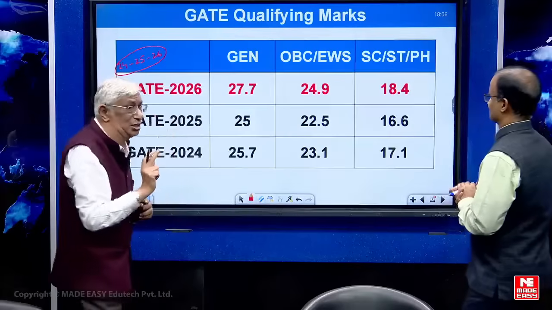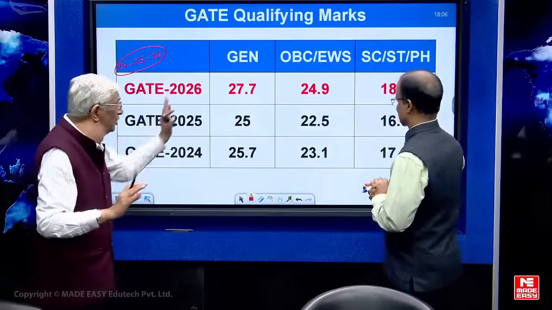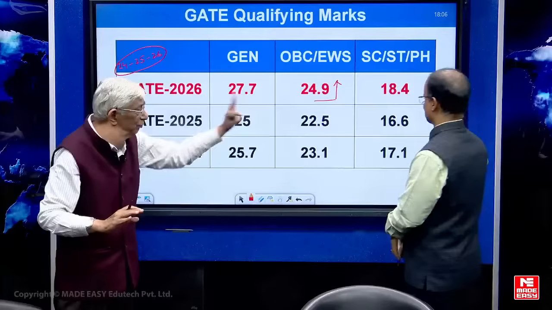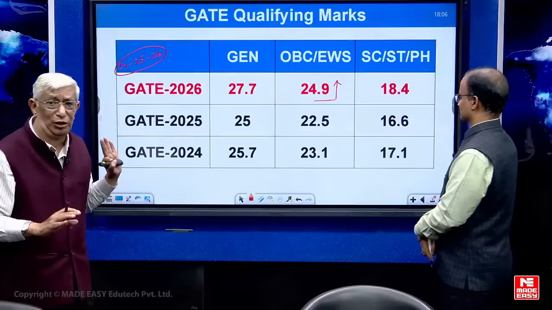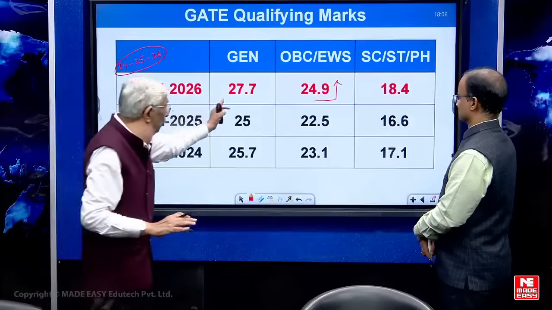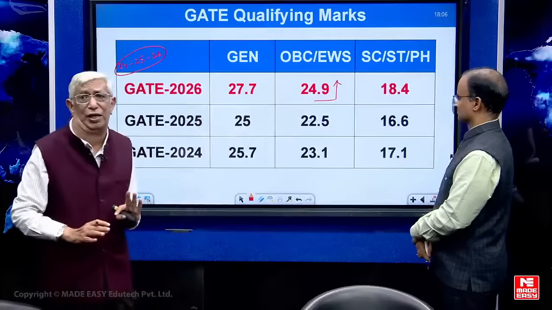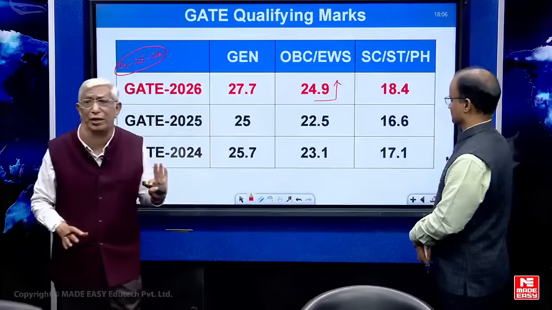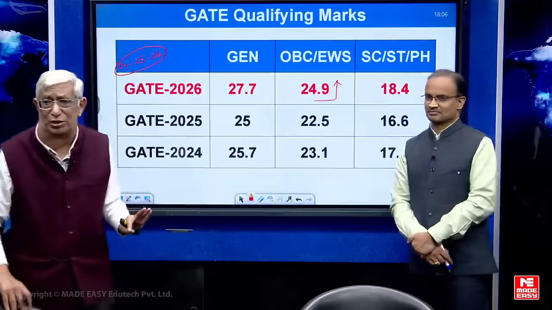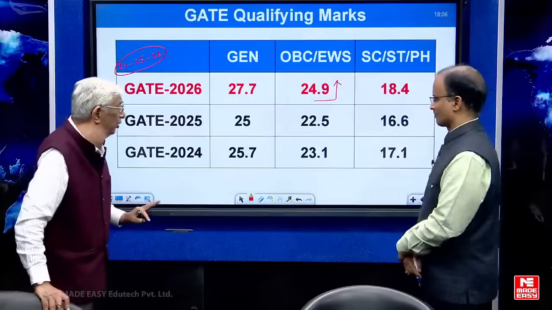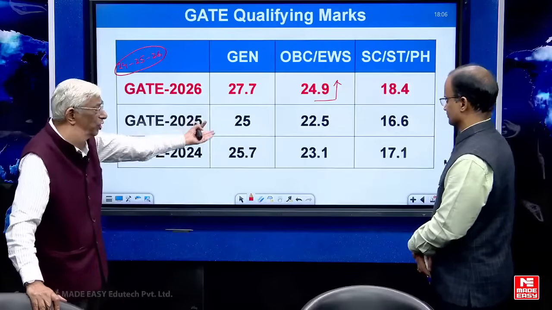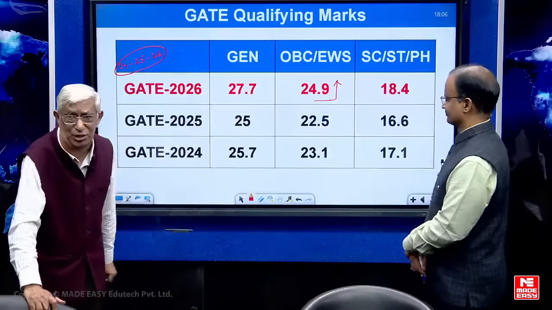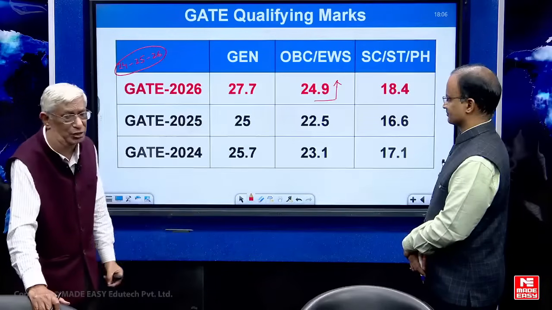The score for OBC is arrived at by simply reducing 10% from 27.7. And 18.4, the cutoff for the SC, ST and PWD categories, is one-third less than the general category cutoff. 27.7 multiplied by 2 divided by 3 will be 18.4. Obviously, it is rounded off in case it's not an exact multiple. It's clearly visible from the previous years. 25 less 10% is 22.5. 25 less one-third will be 16.66, but they are giving it only to one place of decimal.